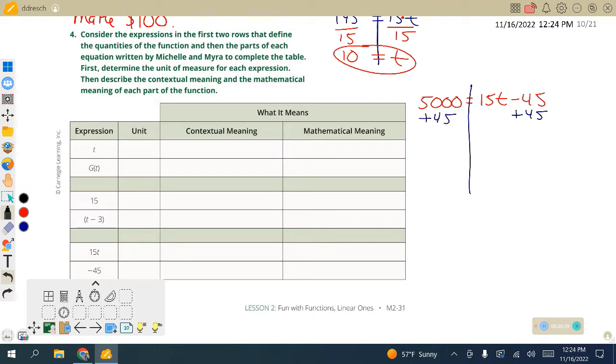Add that 45. You got calculators there now. You should be able to add 5,000 with 45 together. 5,000 and 45. But now dividing it, we always do the next part here, undo multiplication with division.